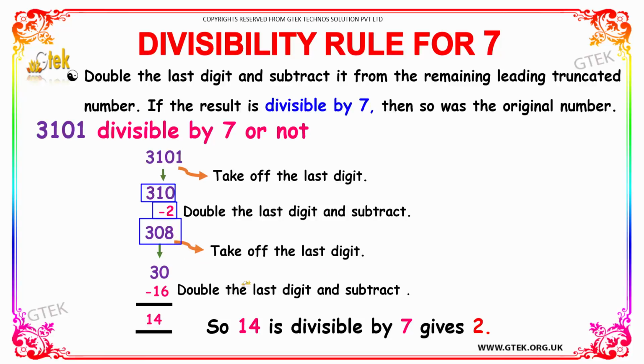And again you have to take off the last digit, which is 8 over here. Double it, so that gives you 16, and you have to subtract the doubled number from the remaining number. So 30 minus 16 will give you 14. 14 is divisible by 7. So in this case, your answer is that 3101 is divisible by 7.